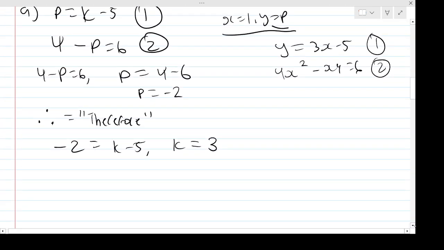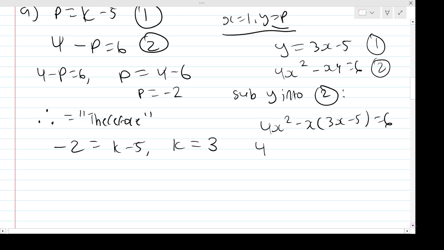We can substitute one equation into the other. They've been quite nice to us because they've already given us y on its own in equation 1. We can substitute equation 1 as it is into the second one. So I sub y into 2, because y is this from equation 1. Then 4x squared minus xy becomes x lots of 3x minus 5 equals 6. Then I can expand this: 4x squared minus 3x squared plus 5x minus 6 equals 0. I move the 6 to get an equation equal to 0 that I can solve. Then I can collect the terms: 4x squared minus 3x squared is positive x squared, plus 5x minus 6 equals 0.